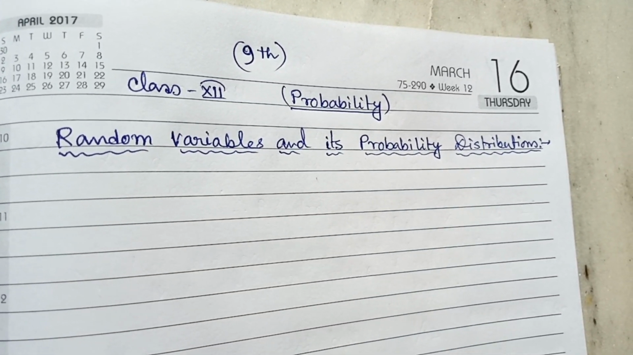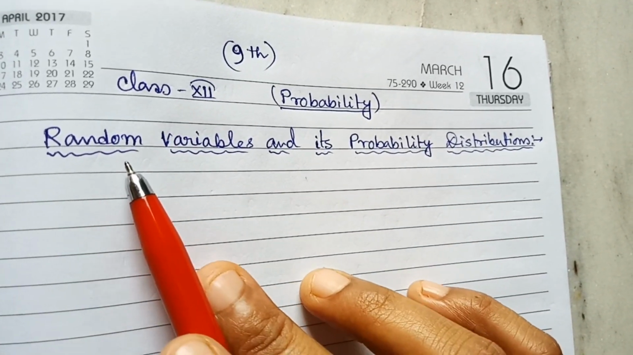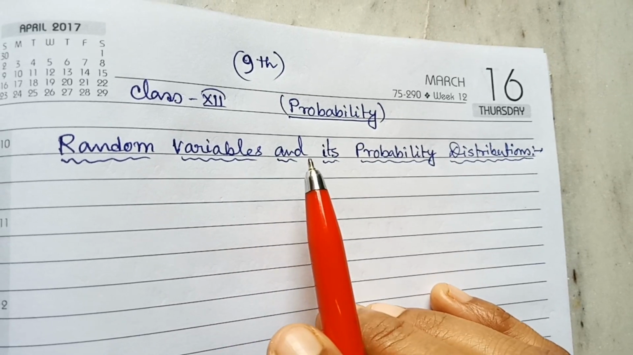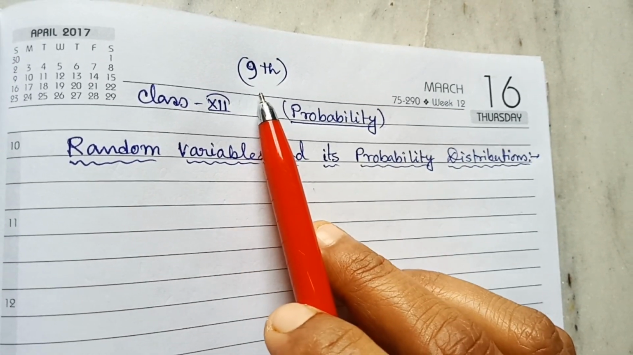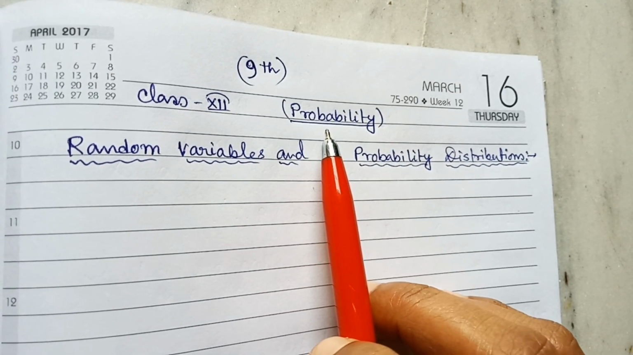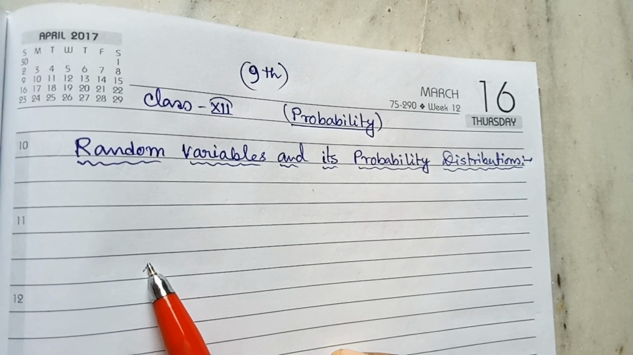Today we are going to learn class 12's probability chapter. The topic is random variables and its probability distribution. And this is the 9th session of the chapter probability. So let's start with the video.